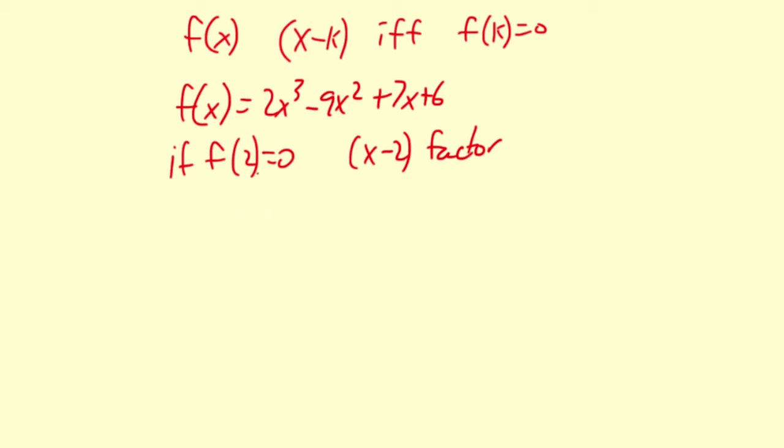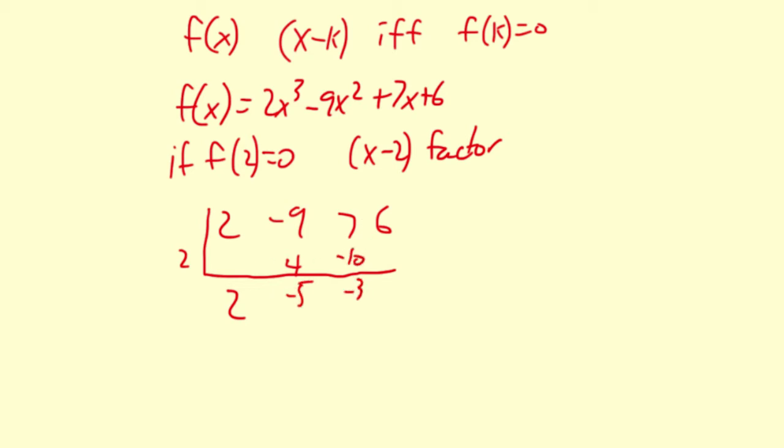I'm going to use synthetic substitution to evaluate the function because I just like it better. So I'm going to list the coefficients: 2, -9, 7, 6. Put the 2 right there that I'm doing the input. Bring down the 2. 2 times 2 is 4. Add to get -5. -5 times 2 is -10. Add to get -3. -3 times 2 is -6. Add to get 0. My remainder is 0. That means this divided in evenly, and when something divides evenly, it is a factor. So this is the constant term, this is the x, and this is the x squared.